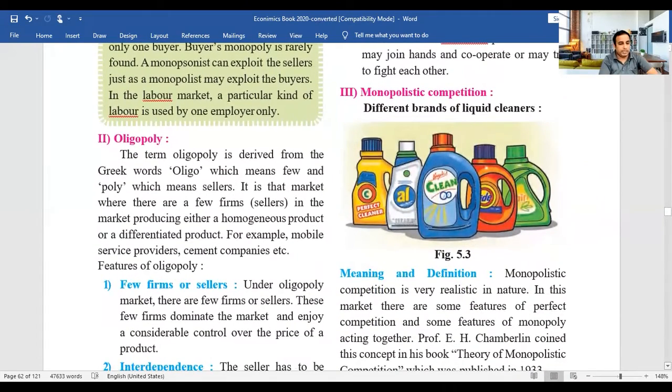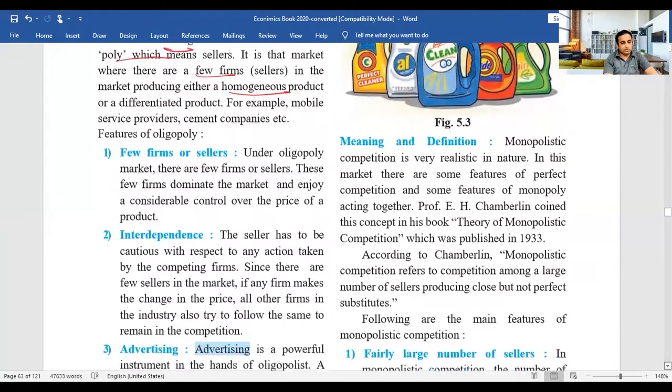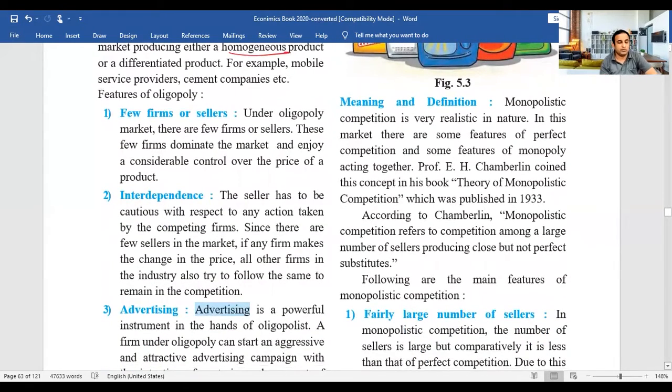So oligopoly means a market where there are few sellers. Oligo means few and poly means sellers. So it is a market where there are few sellers, many buyers, and these sellers are producing either homogeneous goods or a differentiated product. Now there are several features of the oligopoly.